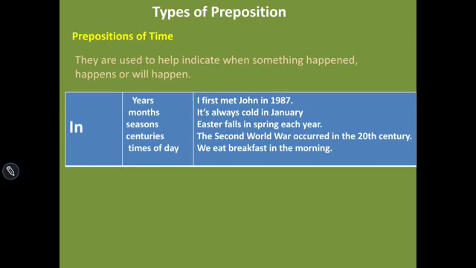In the first example, 1987 is a year and in is used before it. In the second example, January is the name of a month and in is used before it. In the third sentence, spring is a season and in is used before it. In the next example, 20th century is a century and in is used before it. In the last example, morning is a time of day and in is used before it.